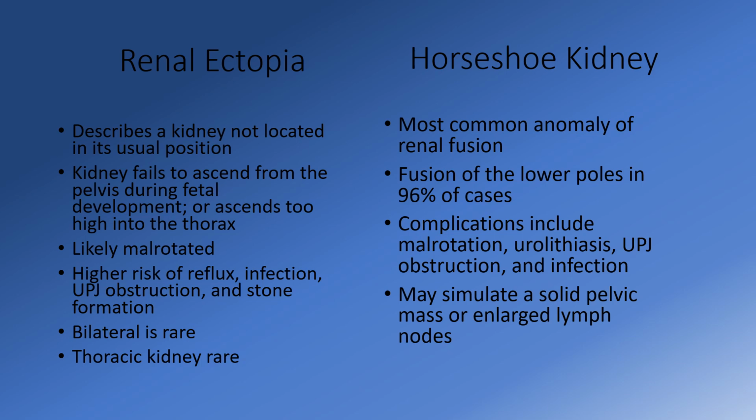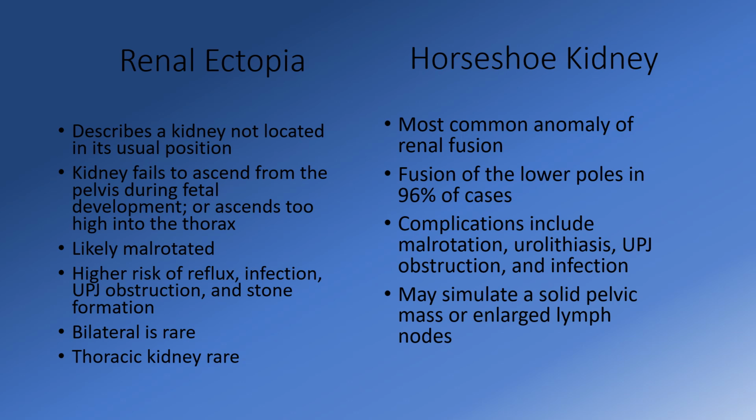Sometimes it's going to ascend too high and it's going to end up north of the diaphragm in the thorax. That's a problem too. Either way, the ectopic kidney is often malrotated, and it's going to be at a higher risk for reflux, infection, obstruction, and stone formation. It's very rare that this is bilateral. It's typically only one side or the other. And thoracic kidneys are even more rare than bilateral pelvic kidneys.